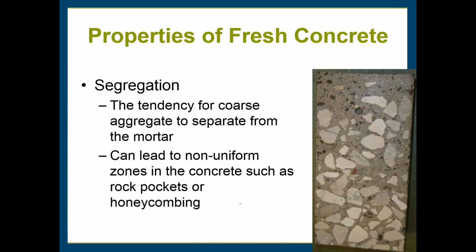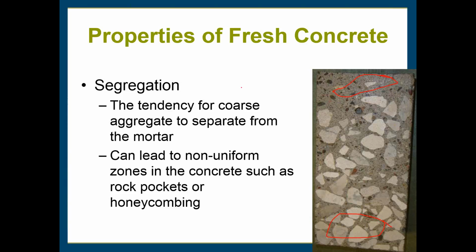Okay, segregation. This is something else that we notice at times. This is when the coarse aggregate tends to settle to the bottom. It separates from the paste and the mortar. As you can see here, this is just mortar up here, just the cement and the water and sand. And down here, we have a very high concentration of the coarse aggregate. So this non-uniformity also affects the compressive strength, and it's going to affect the performance of your product.